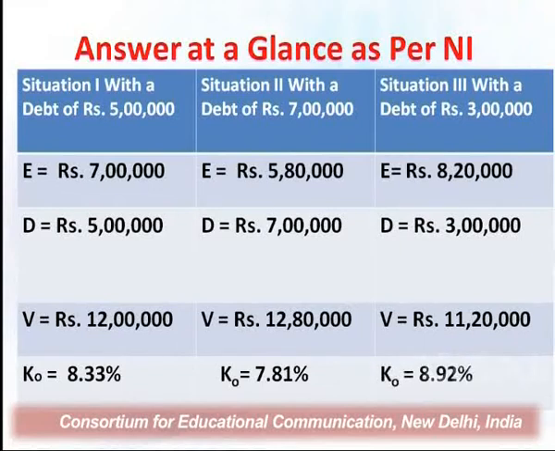My dear students, mind this particular change, that when you increase the quantum of debt in your capital structure, your overall cost of capital is reduced to 7.81% from 8.33%, whereas your value of firm, which was 12 lakh rupees, has now become 12 lakh 80,000 rupees. And moving ahead, when we further change our capital structure and reduce the quantum of debt from 5 lakh rupees to 3 lakh rupees, what happened? The value of firm also reduced to 11 lakh 20,000 rupees and the overall cost of capital increased to 8.92%.